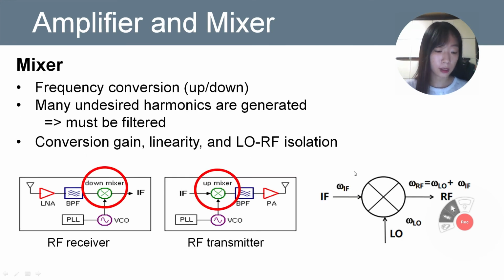In the RF system, the mixer functions as a frequency converter. Up and down conversion of frequency is performed, and mixing or conversion is performed through nonlinearity. In the process, many harmonics are created and filtered out. Important parameters in mixers are conversion gain, linearity, and port-to-port RF isolation.